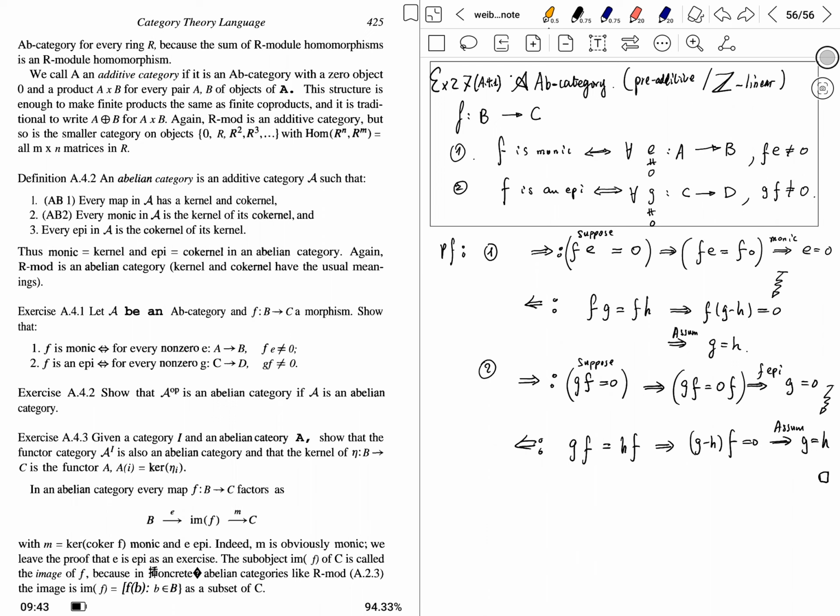Okay, so then the category is furthermore called an additive category if it has a zero object and finite products, or just products of pairs. It's enough to tell you it also has finite products. And in this case, finite products will be the same as finite coproducts. And it is conventional to write A direct sum B to represent either the product or coproduct.